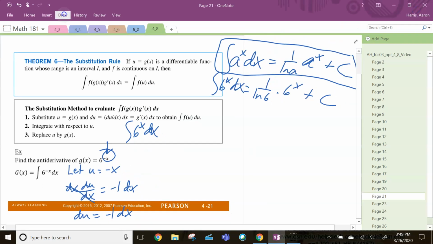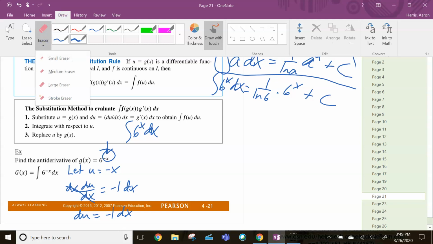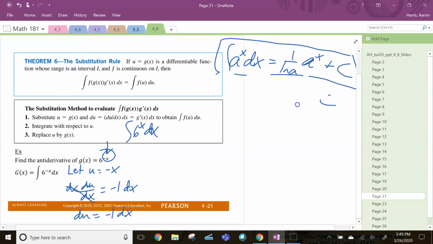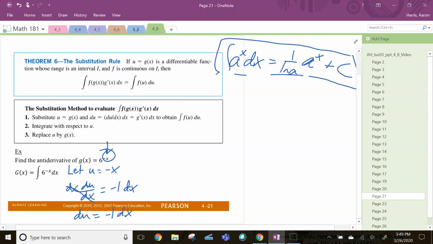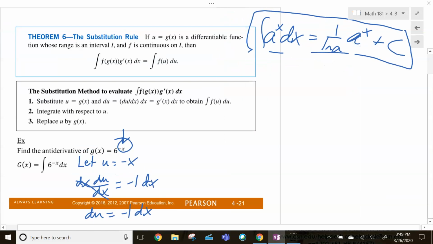Let me go ahead and erase this stuff here for a second. So we're trying to get it in this form: integral of a to the x dx, 1 over ln a, a to the x, plus constant. Except we're doing it with u. Well, I've let u be negative x, so that's going to become a u right there.